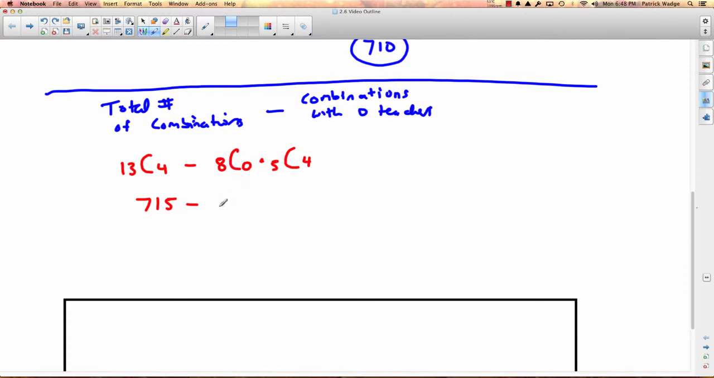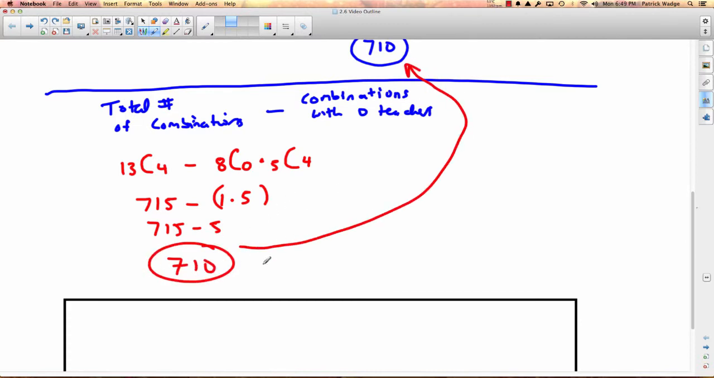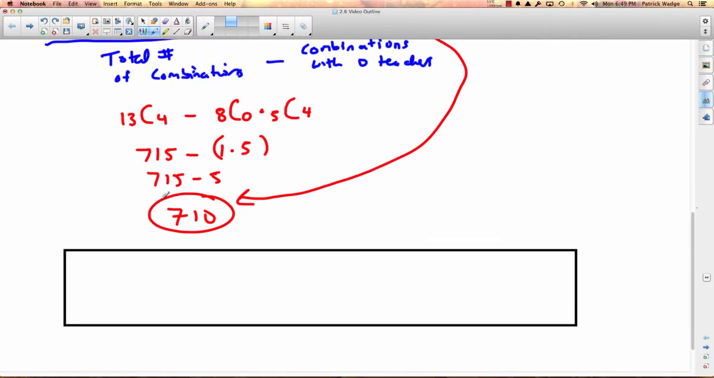Minus 8 choose 0. You know that. The number of ways to choose 0 is 1, times 5 choose 4. You could actually figure that one out as well, but I'll save that and talk about it in a second. This equals 5. So you're going to get 715 minus 5, which is 710. And if you compare it, we got the same thing. I think this one was faster. I think this is a better way to do it. So you can't always do that, but sometimes it'll work.